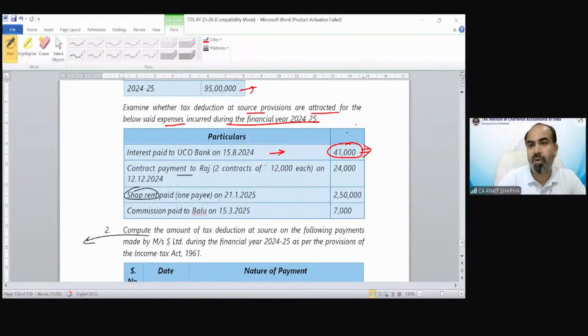What is the limit for interest? Priya Mishra is saying 194A? I am asking you the answer and you are giving 194A? No, no, no. What is your answer? Jainder is saying no. Nidhi is saying no.